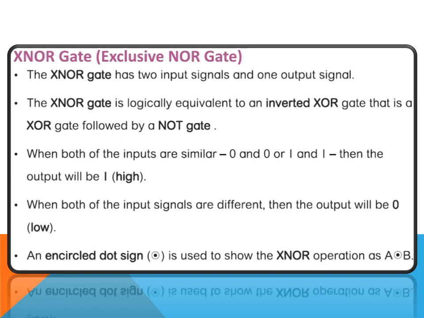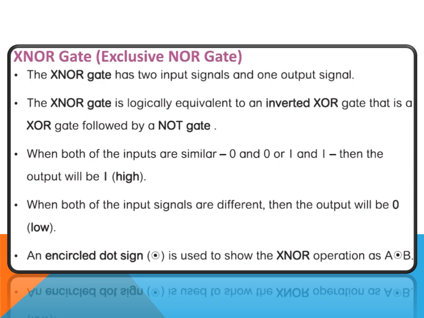This is the XNOR or exclusive NOR gate. Again, the XNOR gate has two input signals and one output signal. The XNOR gate is logically equivalent to an inverted XOR gate, that is an XOR gate followed by a NOT gate. So you have an XOR gate and then you follow it by a NOT gate, that will be the XNOR.